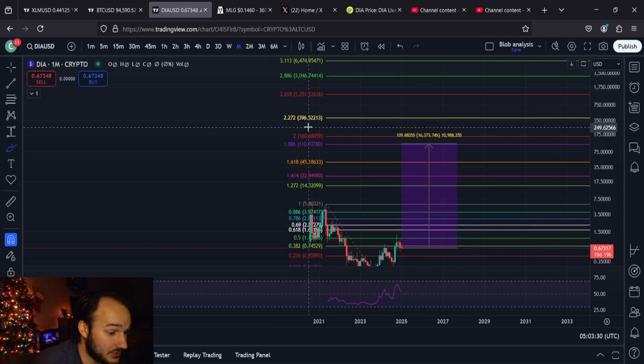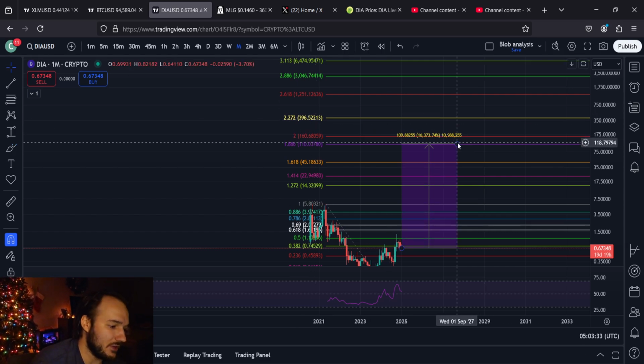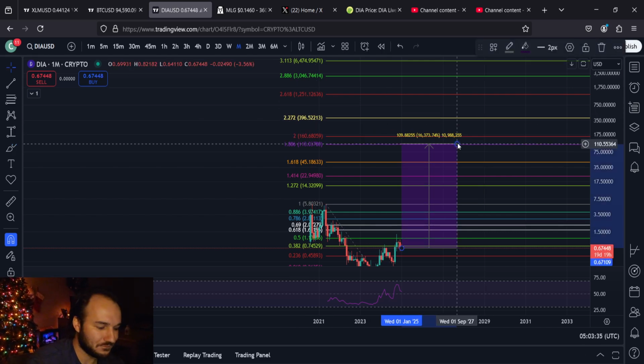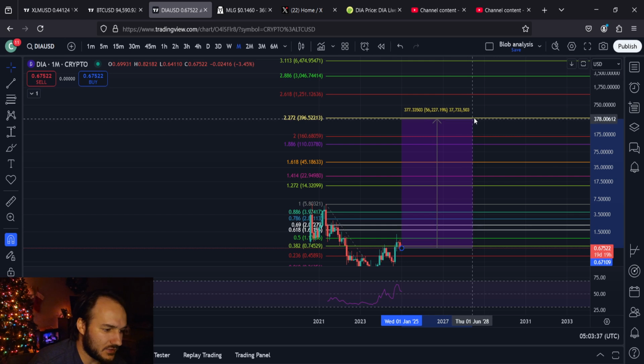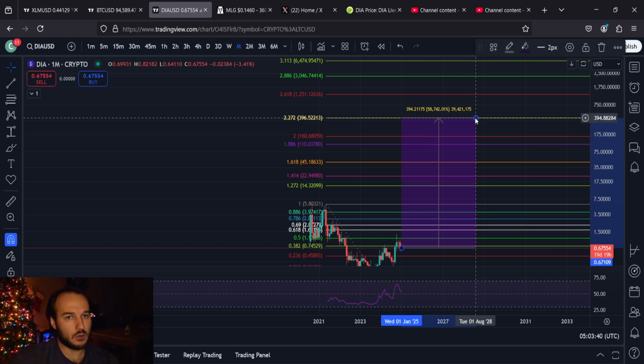I mean, this sounds crazy. It might sound crazy. I don't know who I'm talking to right now. But this thing's more than capable of seeing a $400 price by the end of the cycle. It is. It absolutely is.